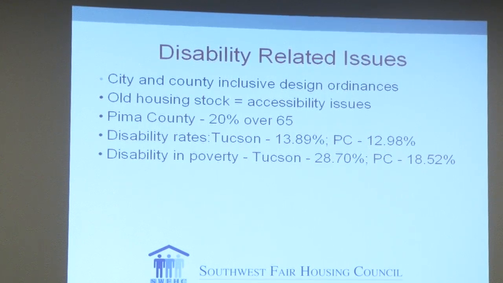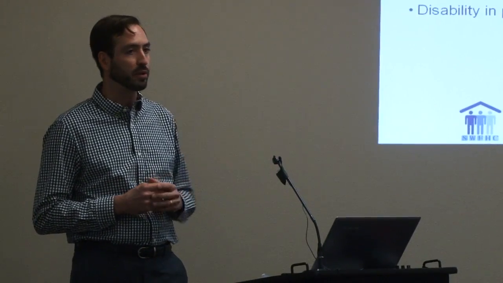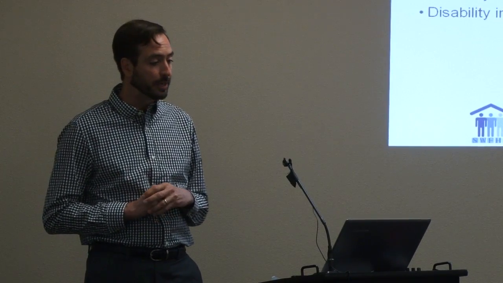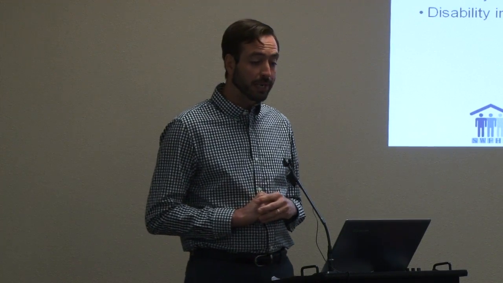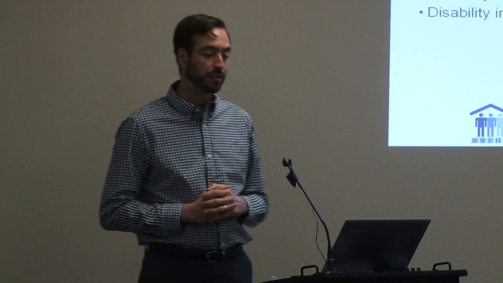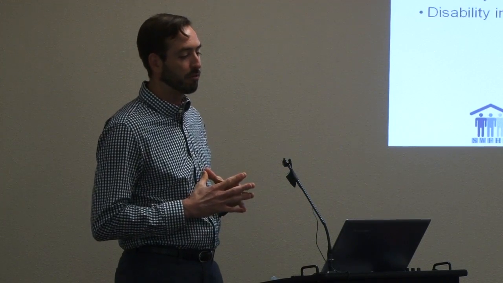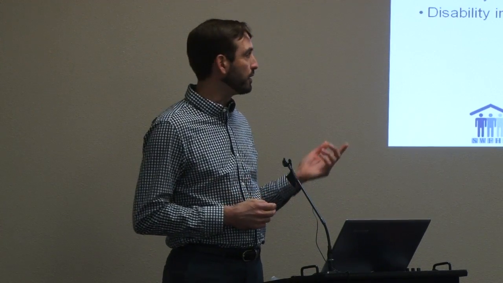In the jurisdiction, 20% of the population is over age 65. Well, why is that an issue? According to the census, over 40% of those over age 65 have at least one disability. So you've got a large population in the jurisdiction that's over 65, and that population experiences a high rate of disability. The disability rates themselves in Tucson are about 14% of the population. In Pima County, it's about 13%. And one of the things I wanted to note about persons with disabilities in this community is the next statistic.